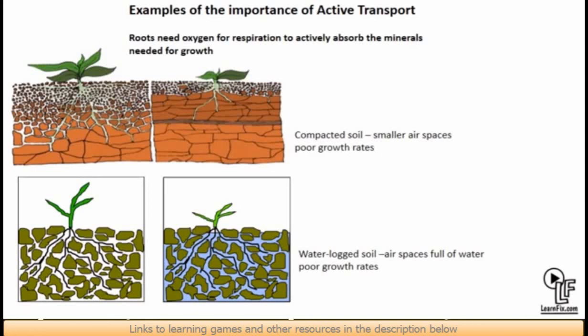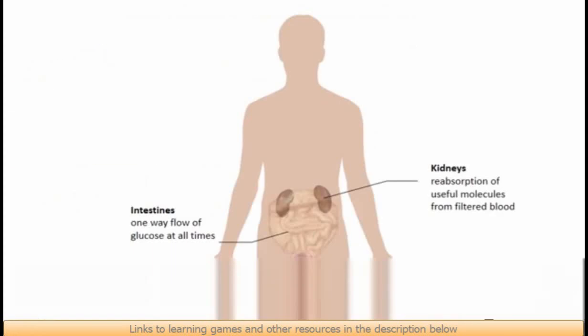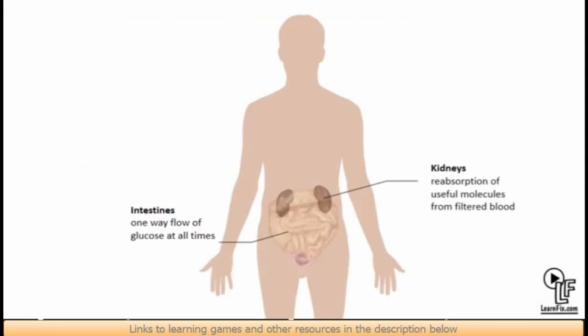Second example that we need to know about. Epithelial cells lining the gut in humans need to absorb glucose from digestion into the blood, but they must also prevent the reverse flow of glucose from the blood into the gut. Now, using active transport means that glucose always flows in just one way, into the bloodstream, no matter what the gut concentration of glucose is.